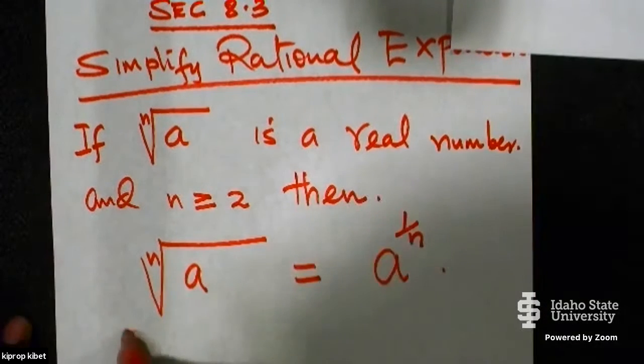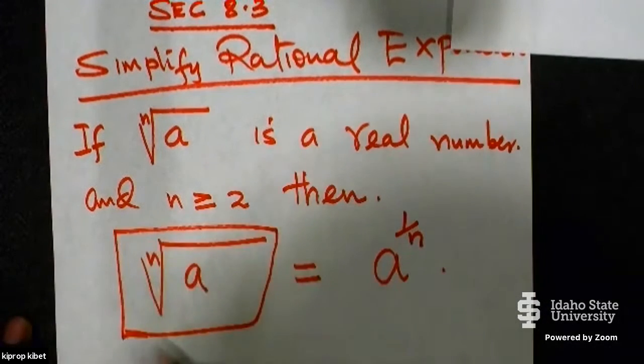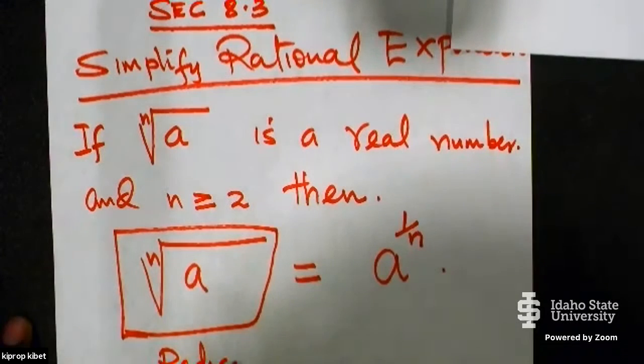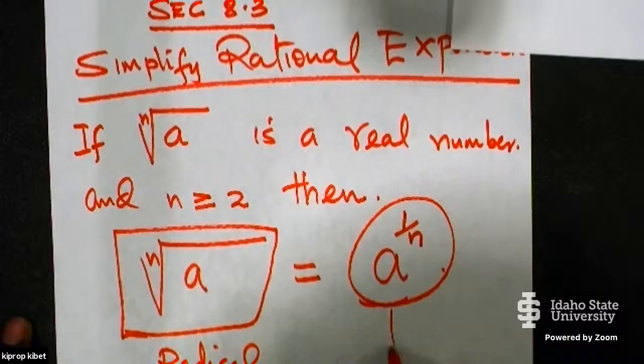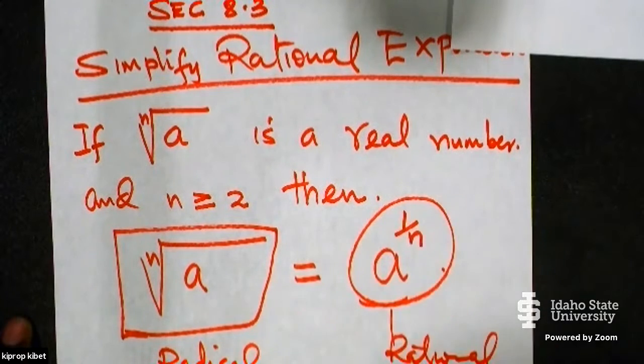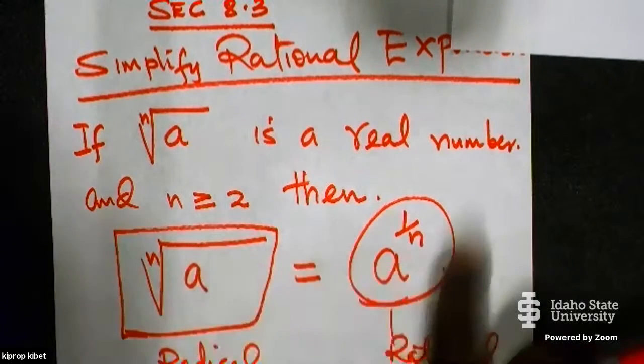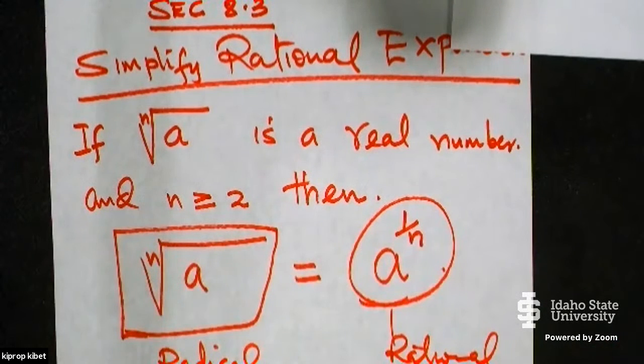So this is a radical. And this one is the one? Rational expression. Rational. Because there is an equal sign here, so this is rational. So this is a radical, and this one is a rational expression.